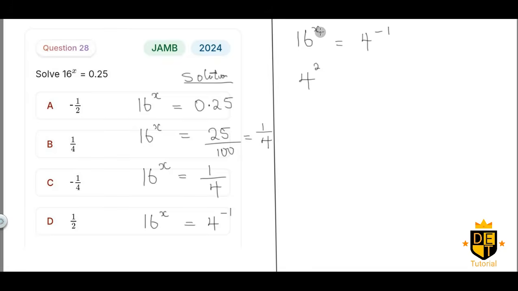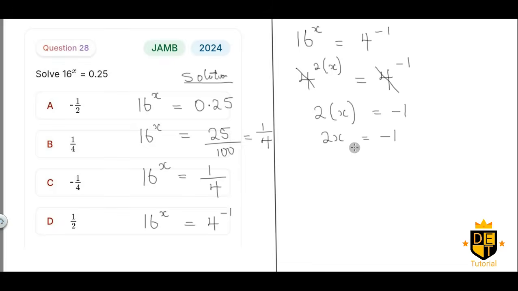And then I have x here. So I'll open a bracket, put the x, and close the bracket, equal to 4 raised to the power of minus 1. From here, this base number will cancel out this base number since they are equal. What I now have left is 2 open bracket x close bracket equal to minus 1. So 2 times x gives me 2x equal to minus 1.